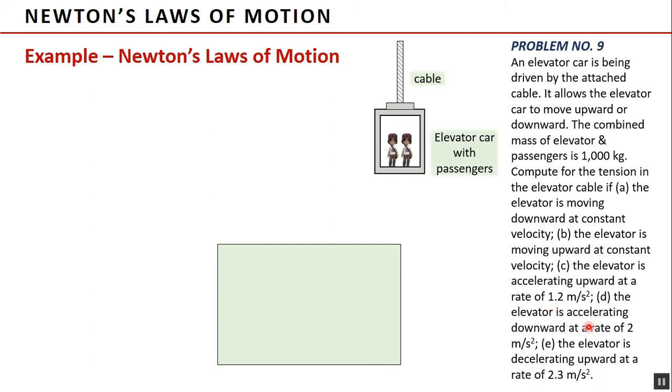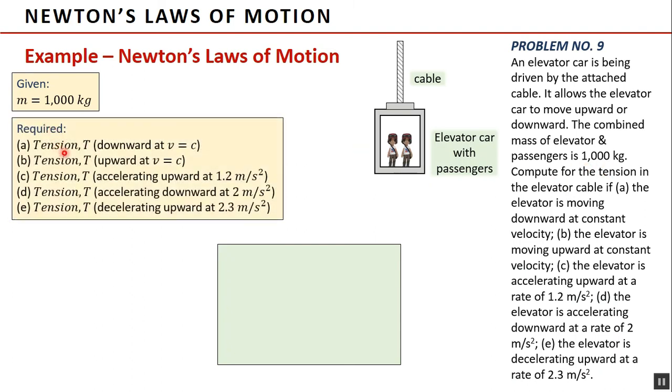Letter D, the elevator is accelerating downward at a rate of 2 meter per second squared. And letter E, the elevator is decelerating upward at a rate of 2.3 meter per second squared. So we have given information: the mass of the elevator and passengers is 1,000 kilograms. All we need to calculate is the tension in the cable in different situations.